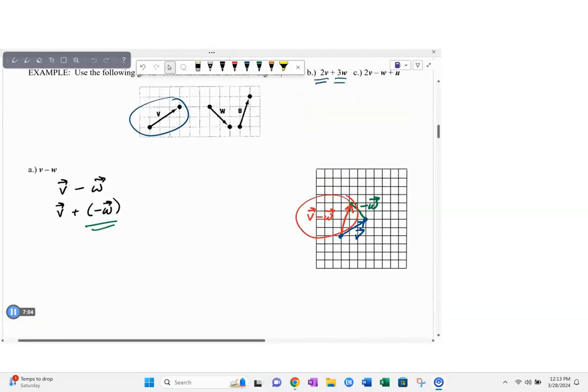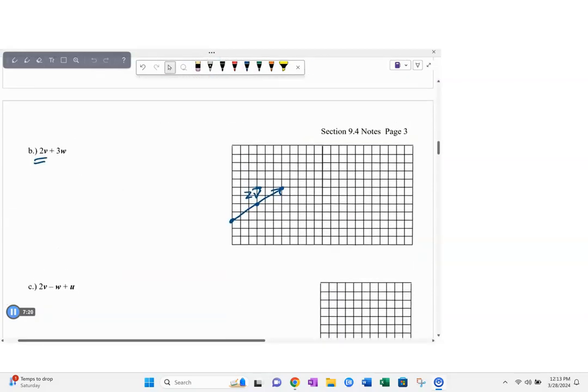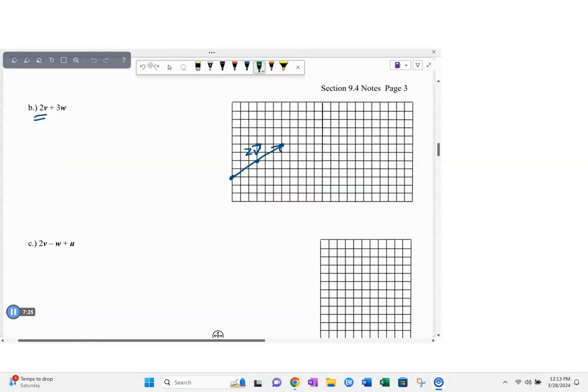So let me look up here at w again. See how w was down to right 2? So I want to do that, but I want to do it 3 times. Down to right 2. Whoops, let me erase that. Down to right 2, but I've got to do it 3 times. So I'm starting here, and I'm going down to right 2, down to right 2, down to right 2. So I did that 3 times, because that's 3. The magnitude is tripled, right?